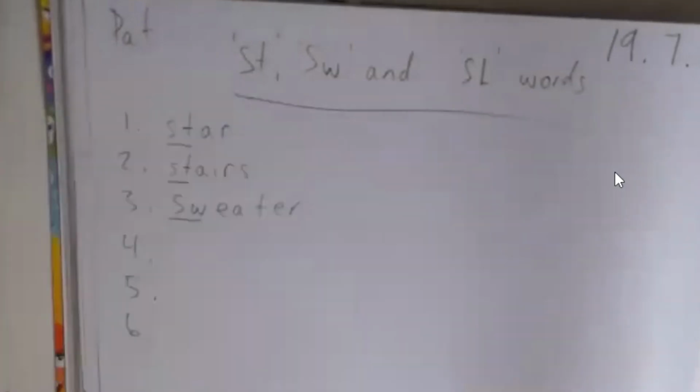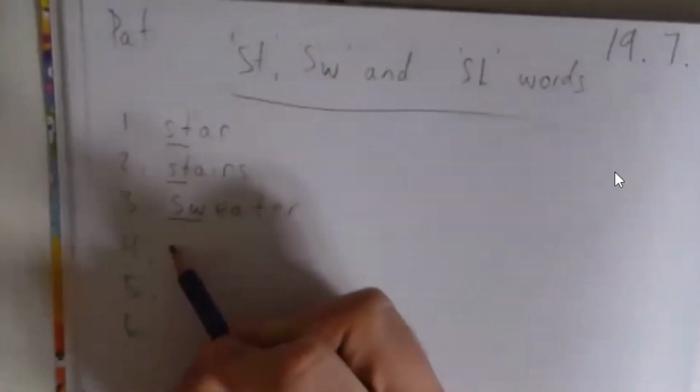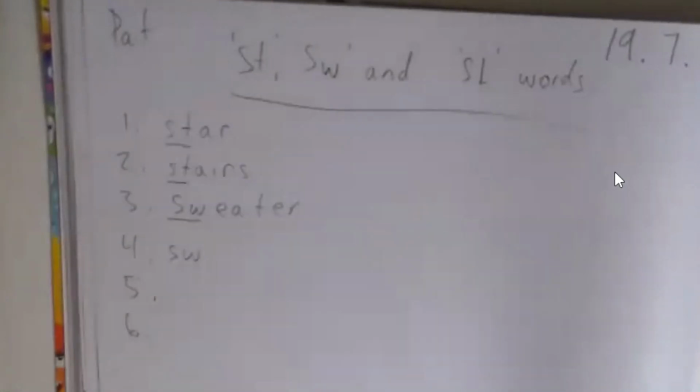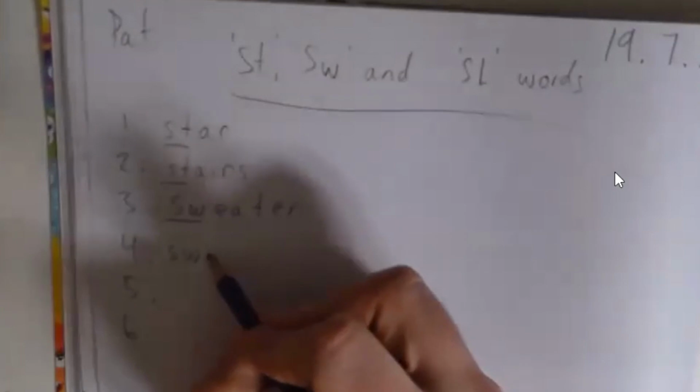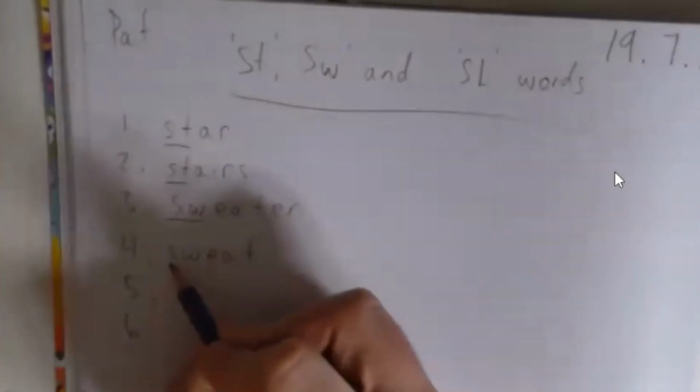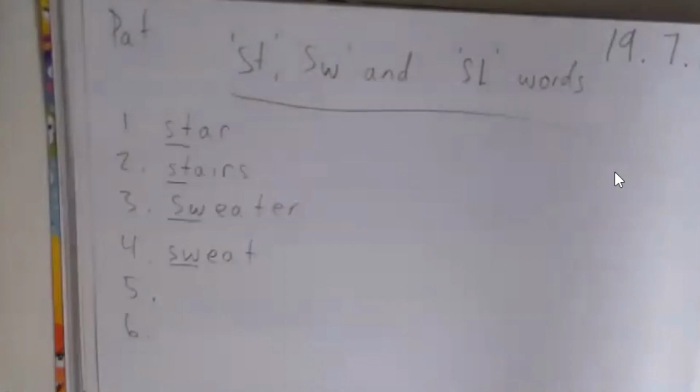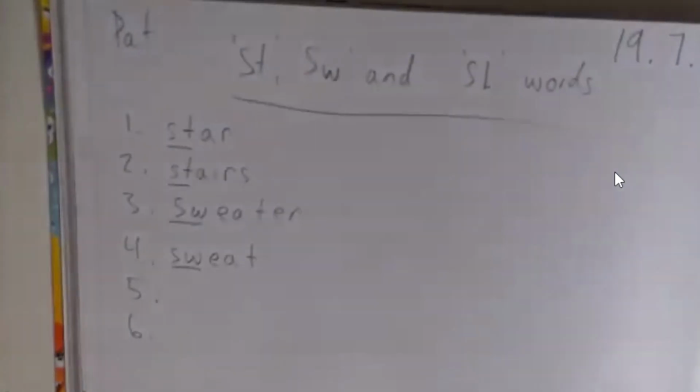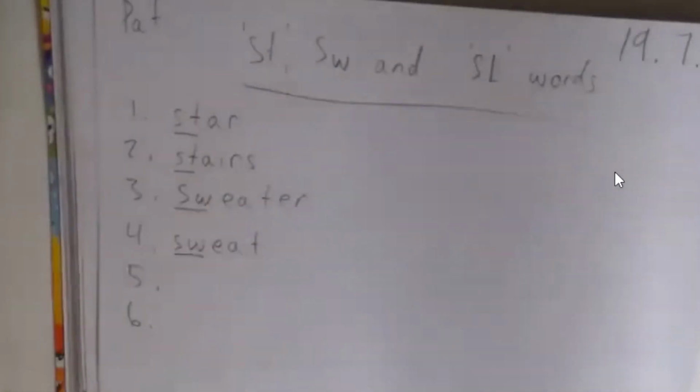S-W-E-A-T-E-R. Sweater. There you go. That could be one of your words. That's another SW word. Let's have a think of another SW word. I'm going to write the word sweat. S-W-E-A-T. Now, sweat is if you're doing a lot of exercise, like you're dancing around, you might get sweaty. There might be some sweat coming off your face because you're getting hot. So, sweat. We're going to try and include that in our sentences.